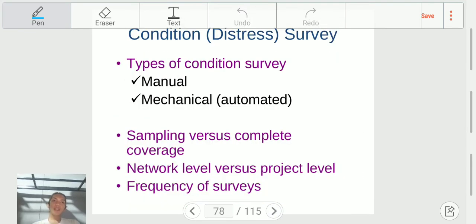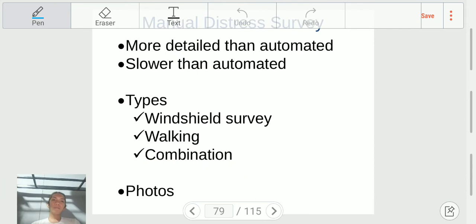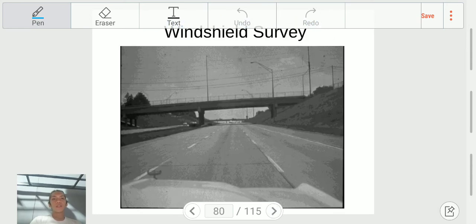Condition distress surveys. Types of condition survey: manual, mechanical, or let me say automated. Sample versus complete coverage, network level versus project level, frequency of survey. So, in our manual distress survey, we have more detail than automated. Slower than automated types: windshield survey, walking, and combinations. So we have also photos.